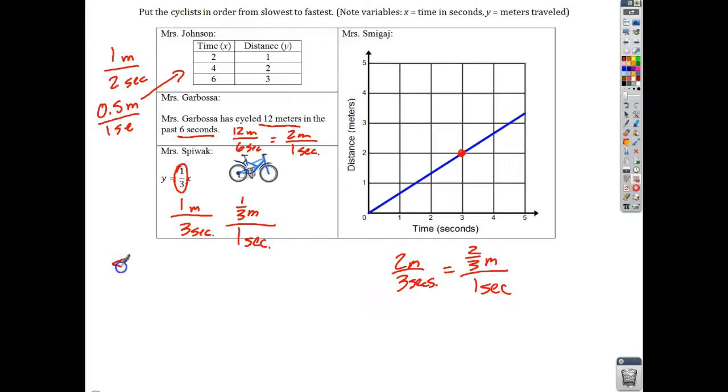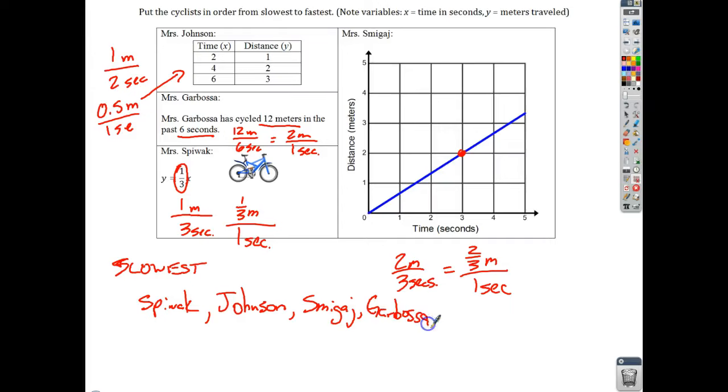So we'll do, let's see, we'll go slowest, right? So it goes, let's see, slowest is Spiewak, right? Then the next one is Mrs. Johnson. Okay, followed by Smigai, and then Garbosa. Okay, right? And we used rate of change on that one to figure out all of them.